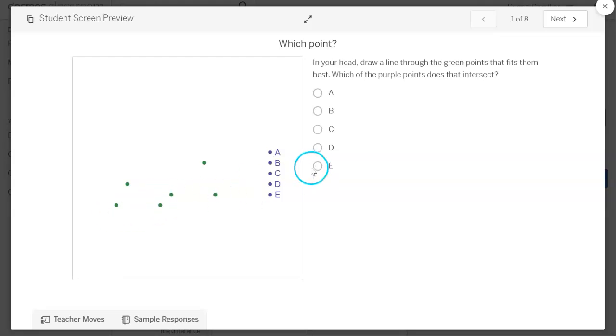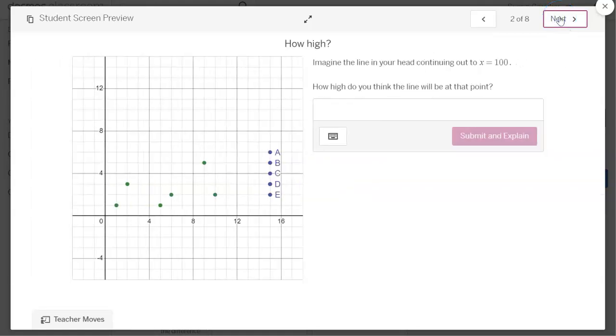So on the first slide, they're going to put a line through this data, and they're going to choose one of these purple points for their line. So the line should intersect one of those. Which one would be the best choice? And then on this one, you're going to make a prediction based on your line. Where do you think your line will be? How high do you think it will be when your X value is 100?